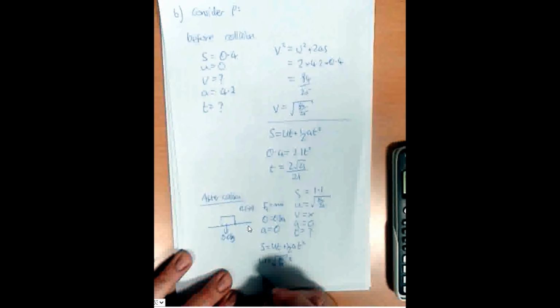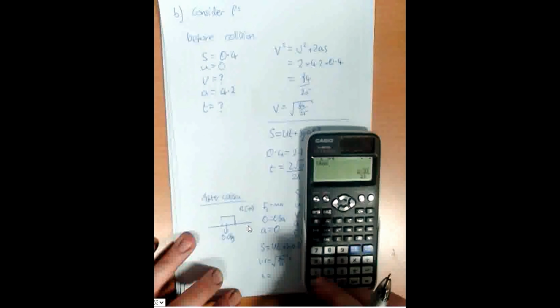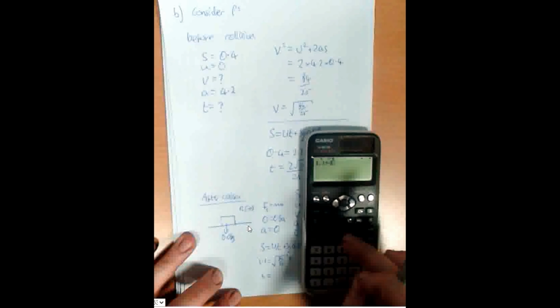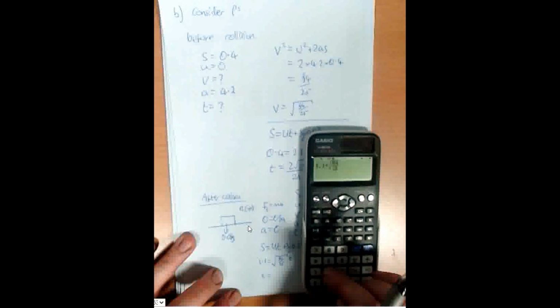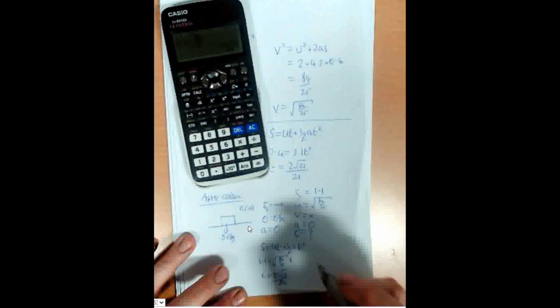1.1 equals the square root of 84 over 25 times t. A is 0, so t is 1.1 divided by root 84 over 25. Let's type that. Square root of 84 over 25, and it gives me an exact value. t is 11 root 21 over 84. Just fit it in at the bottom of the page.